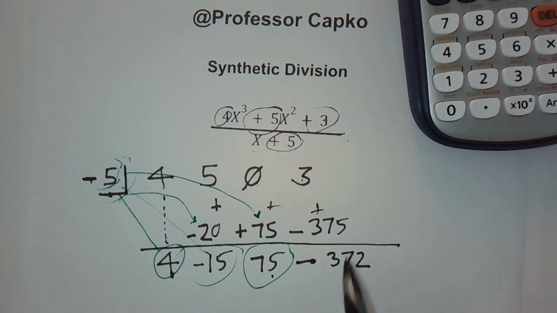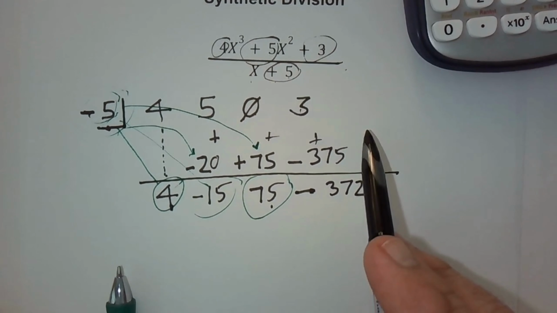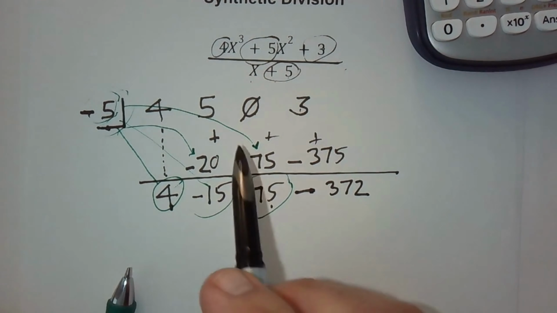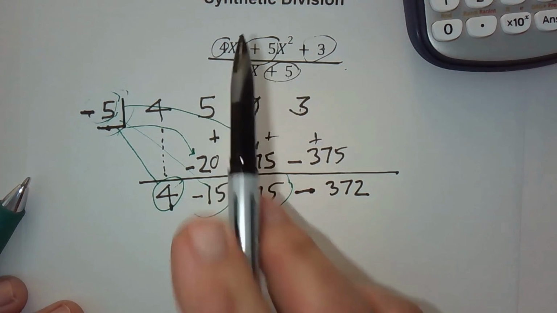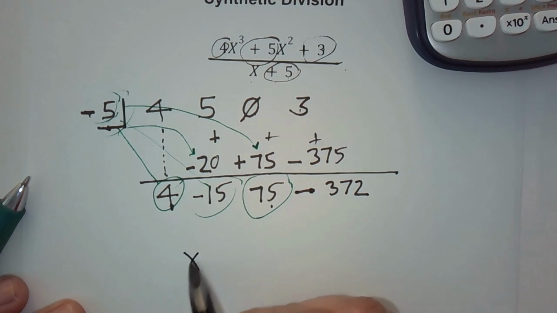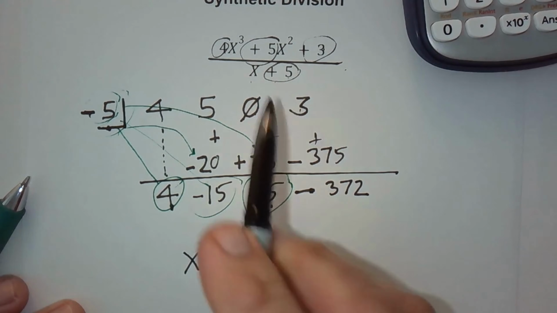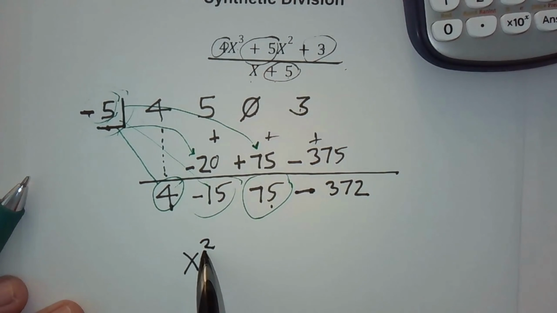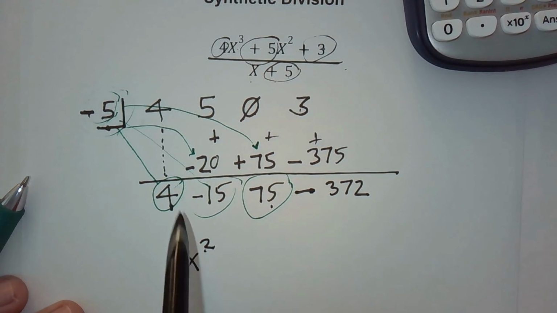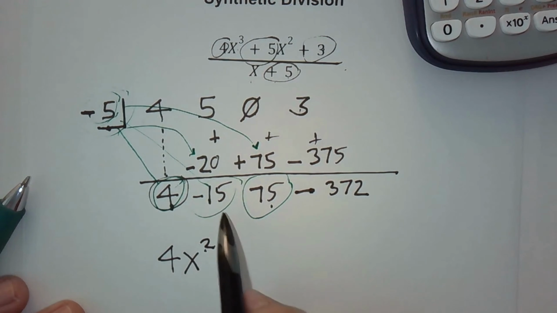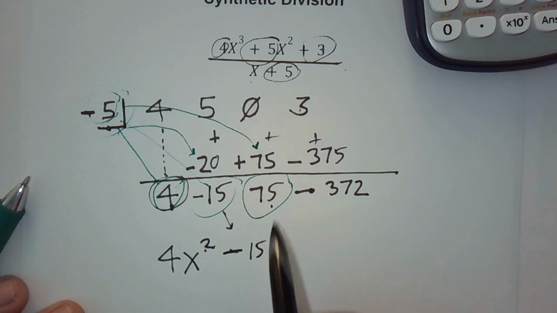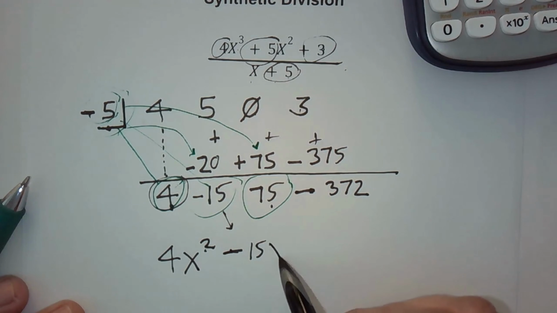Now that we've done that, we've completed all the columns, we can now recreate what our answer is. We started with an x cubed, so our first term is going to be an x squared. We just drop it down 1 power. And this is going to be our coefficient for it. So that's going to be 4x squared. Bring down my negative 15, minus 15. And then this is an x squared, so this becomes an x.